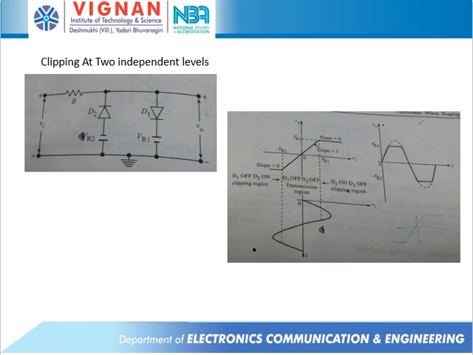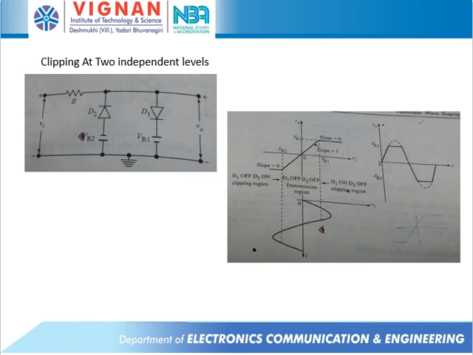So if you observe our output waveform, we are passing our input signal in between Vr1 to Vr2. If our input is in the range of Vr1 to Vr2, we obtain our output V0 equal to Vi. But when our input is above Vr1 or below Vr2, we remove that particular portion of our signal. As we are eliminating our signal at two different levels, above Vr1 and below Vr2, this circuit can be considered as clipping at two independent levels, or a double-ended clipper, where we are removing our signal at two ends.